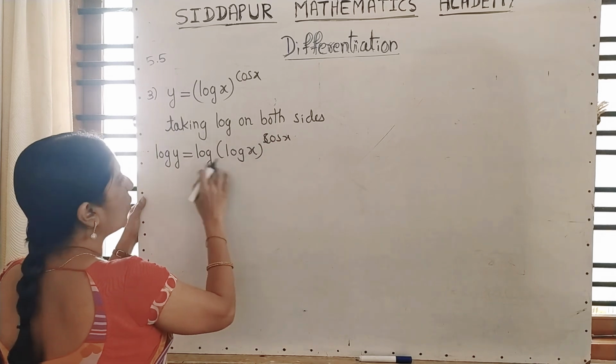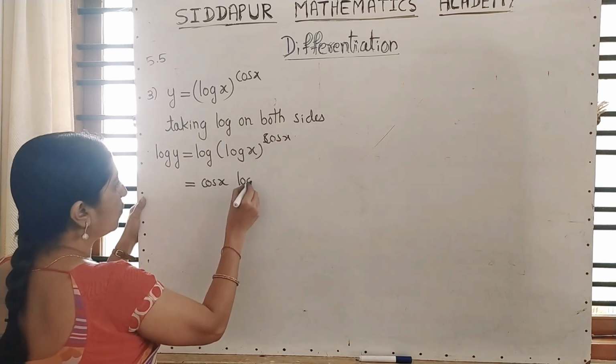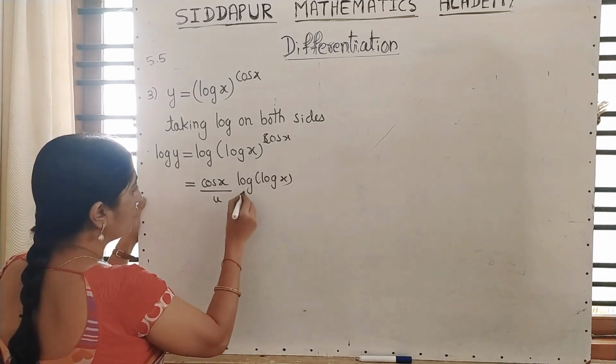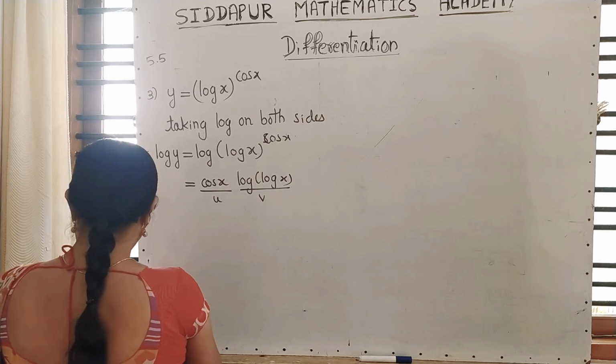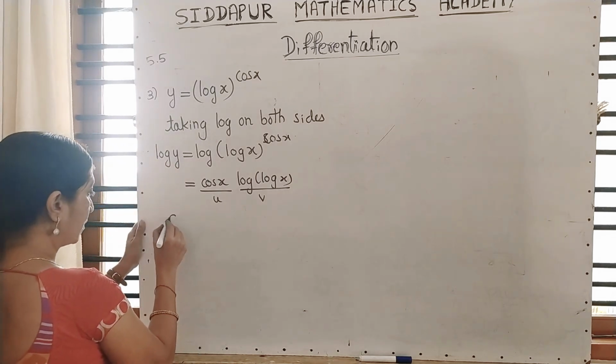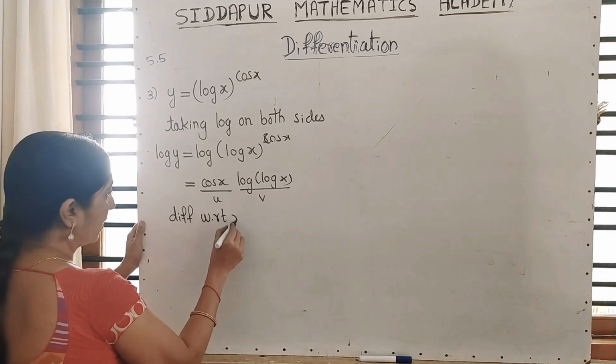So which formula? Log m raised to n. Cos x into log of log x. This is u, this is v. Now differentiate. Differentiating with respect to x.